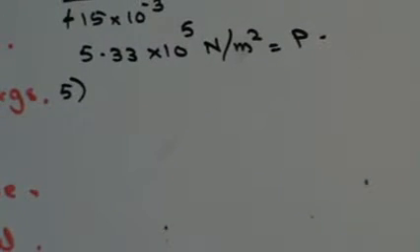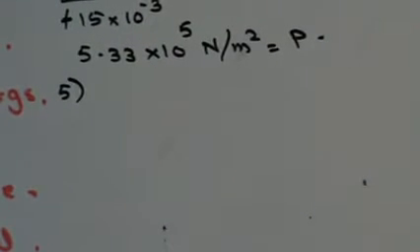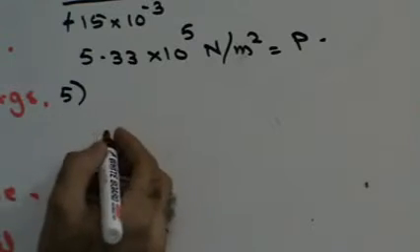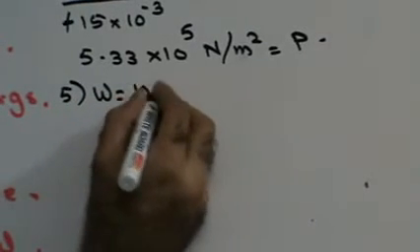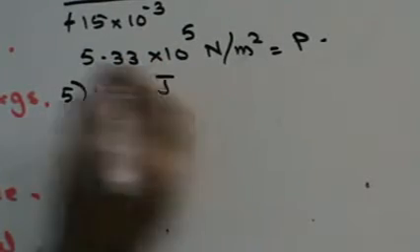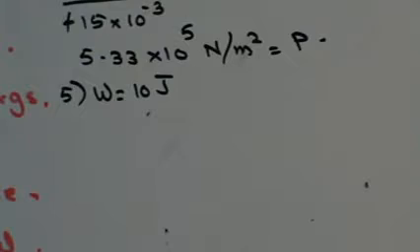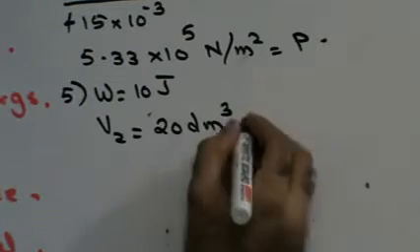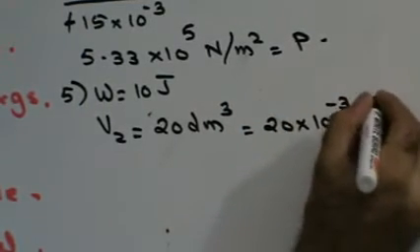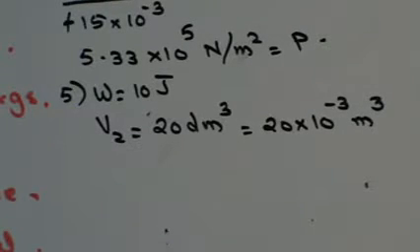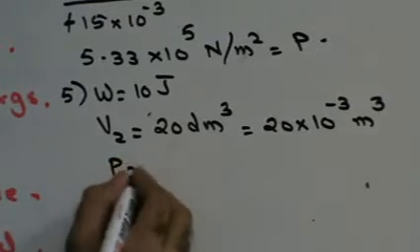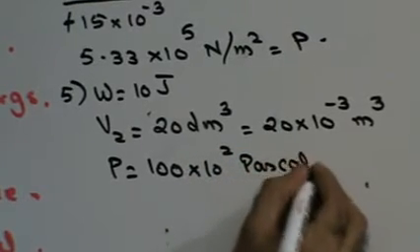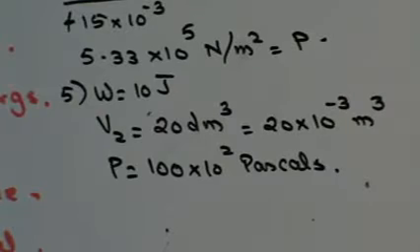Calculate the initial volume in decimeter cube, if the work done is 10 joules, the final volume is 20 decimeter cube, against a constant external pressure of 100 into 10 raised to 2 pascals.